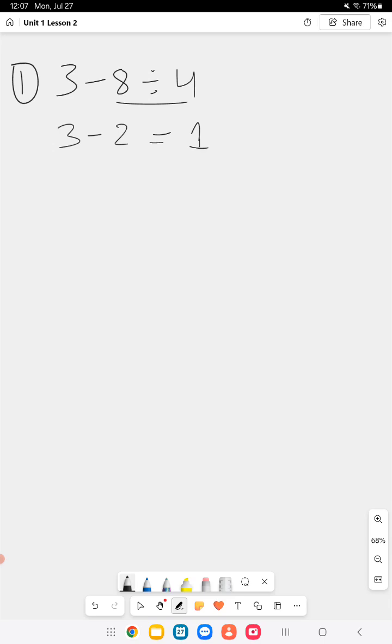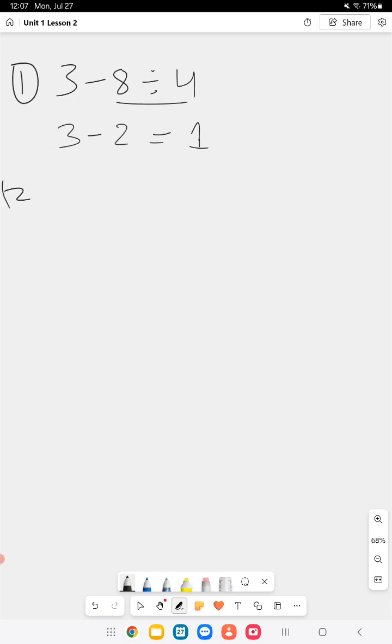Okay, so for our first question, we will be doing 3 minus 8 divided by 4. This is pretty simple. What we first do is use order of operations, and the first thing we should be doing is division. 8 divided by 4 is 2, so we do 3 minus 2, and the answer is 1. So the answer will be 1 for this question.